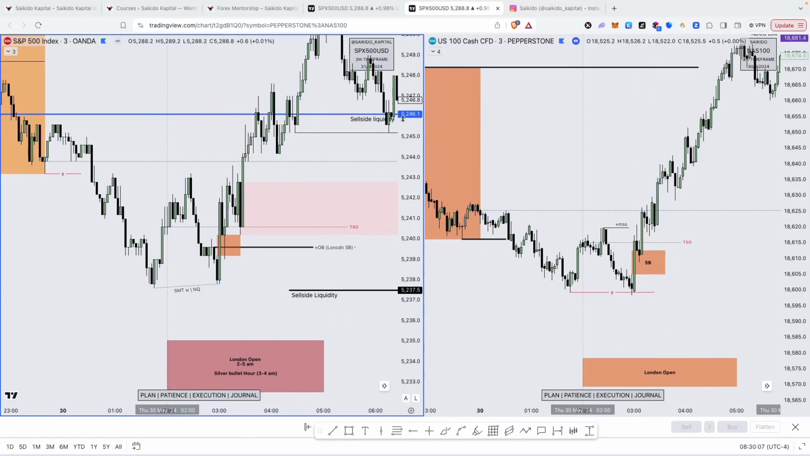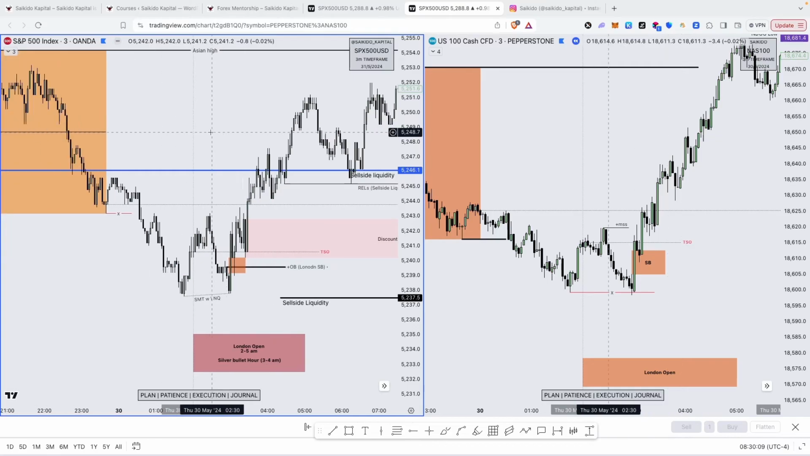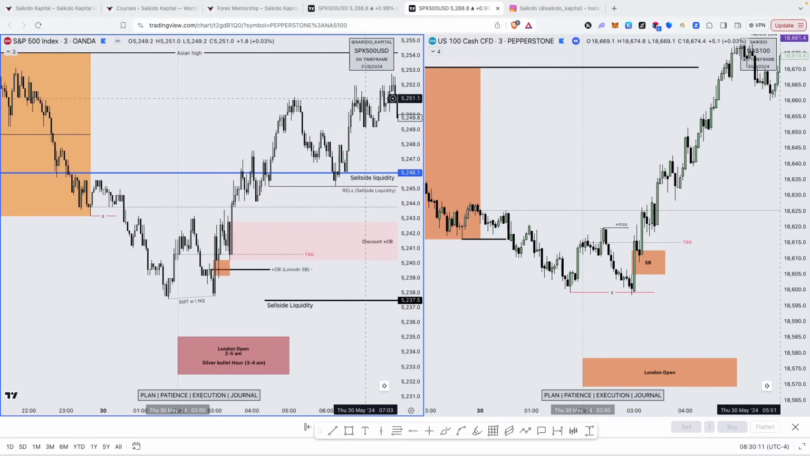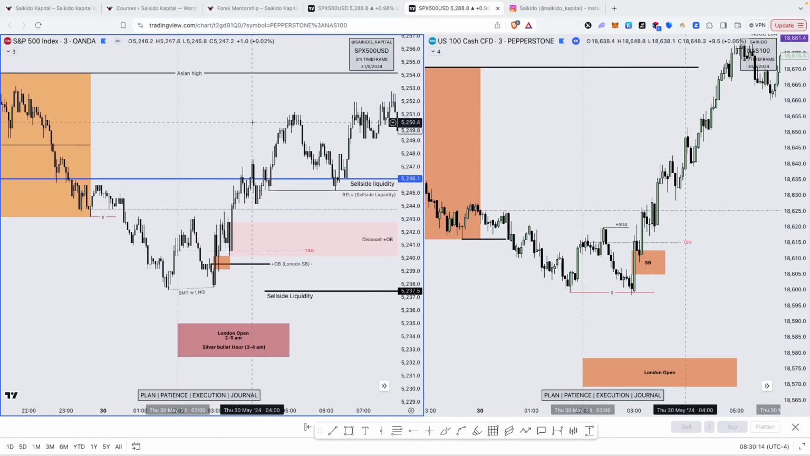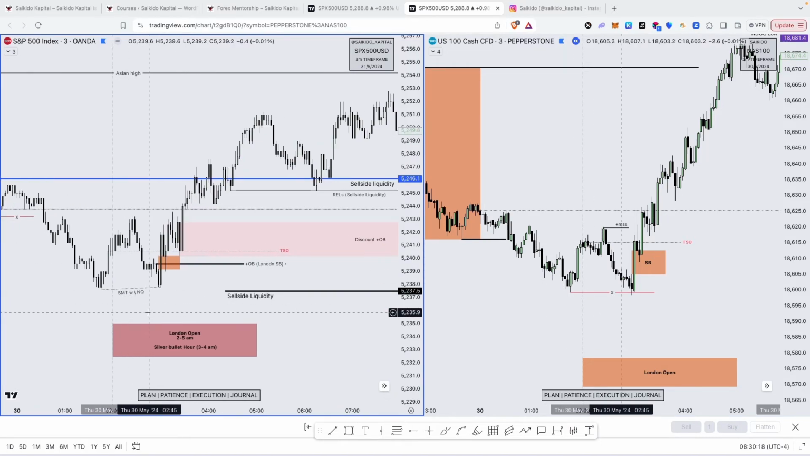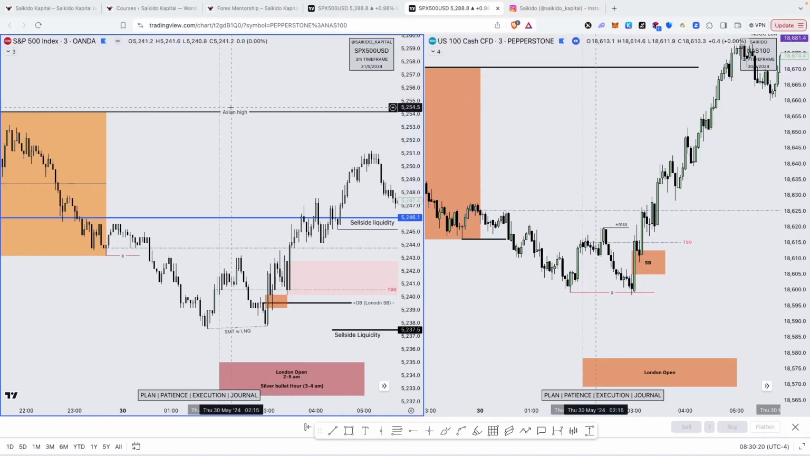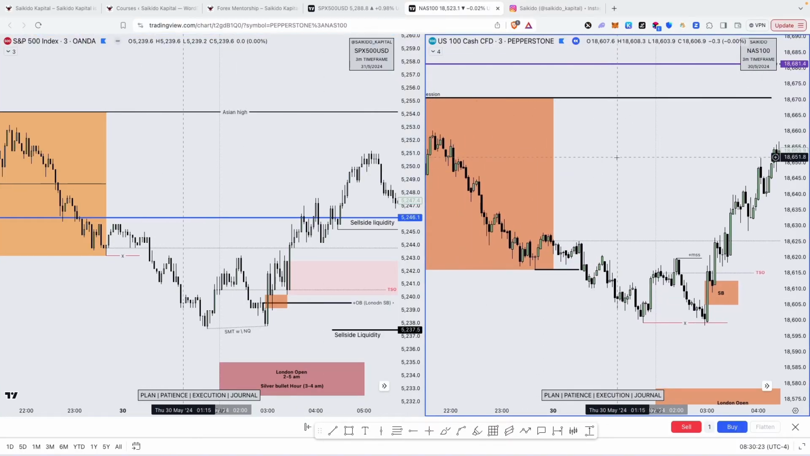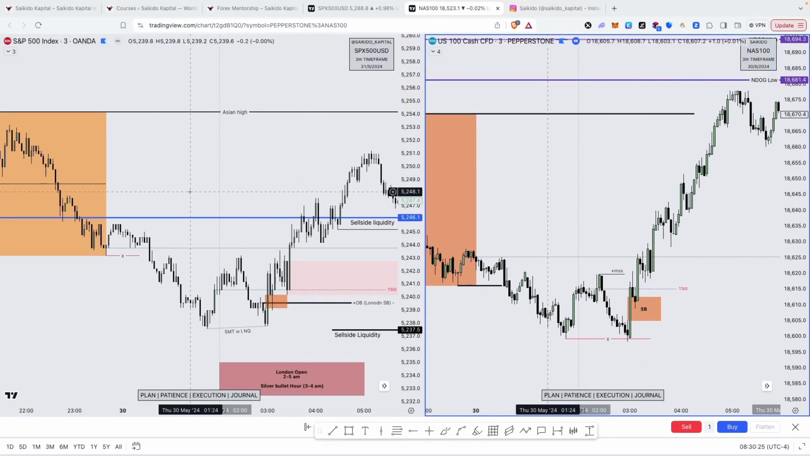It's that easy, guys. You don't need to have a bias in some cases. You can just study price action on 3 minutes exactly like this. You don't need a bias. You can just take profits at Asian highs here. Asian highs, you take a profit. That's it. That's how you implement the Asian range.